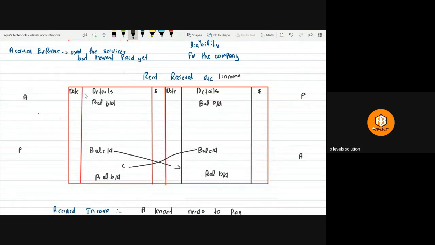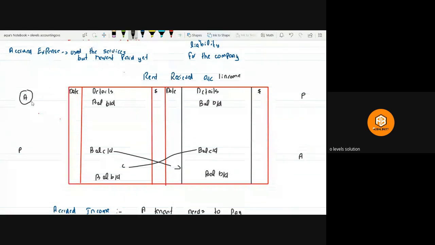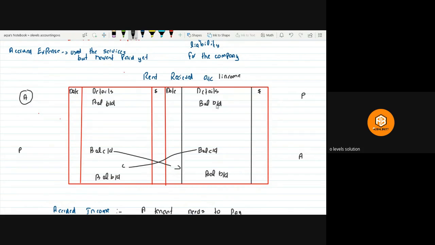Now, why are we writing this here? Since this is the accrued income and this is an asset for the company, because we have given service but didn't receive the money, that is why this is on the debit side. And prepaid income, since we haven't given any service, but we received the income in advance, that is a liability for the company. That is why we are adding the prepaid here on the credit side.